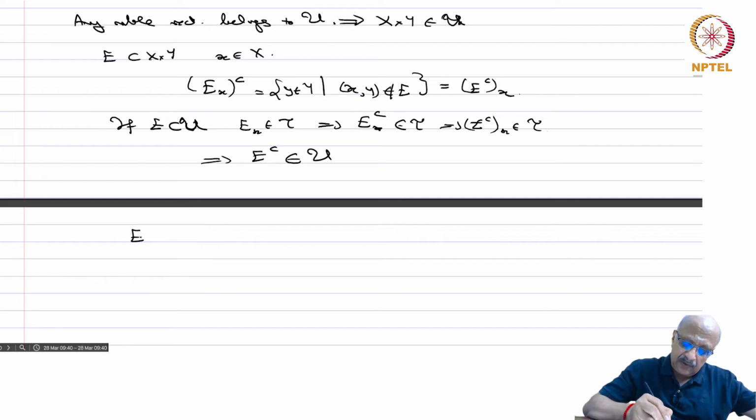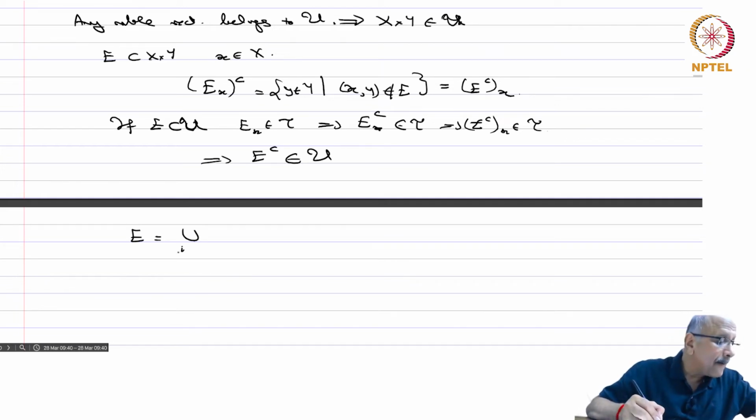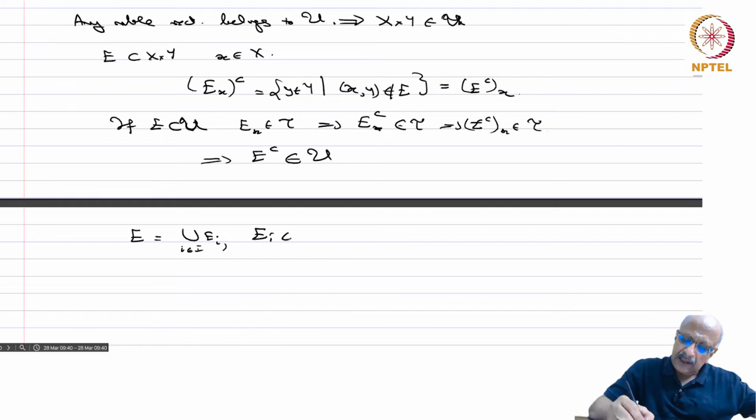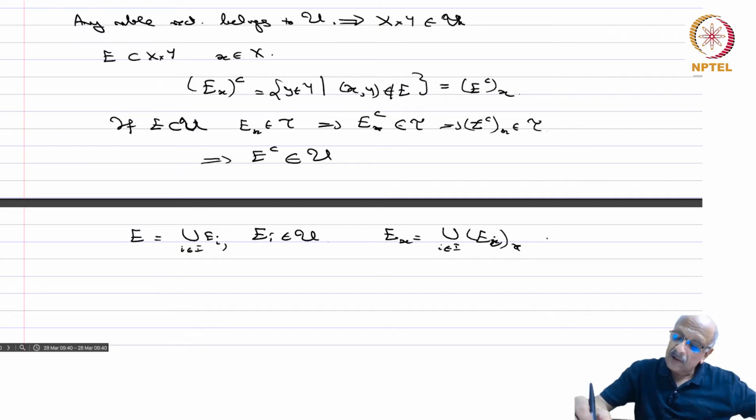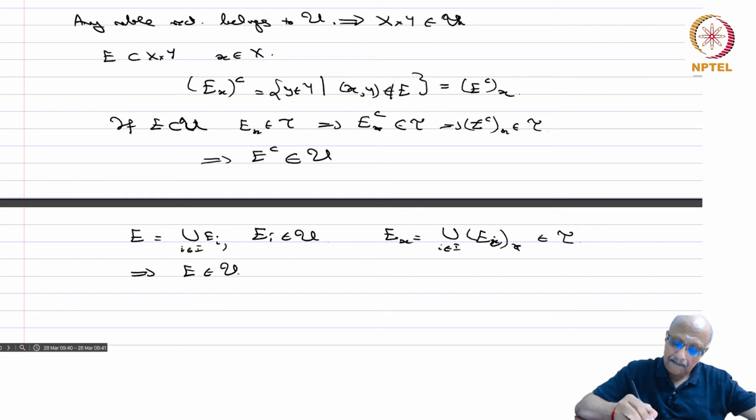Similarly, if E equals union over i in I of E_i, with each E_i in U, then E sub x is nothing but the union over i in I of E_i sub x, and all this will belong to T because each of them is in U, and therefore you have that E belongs to U. Therefore U is closed under countable unions and complementation.